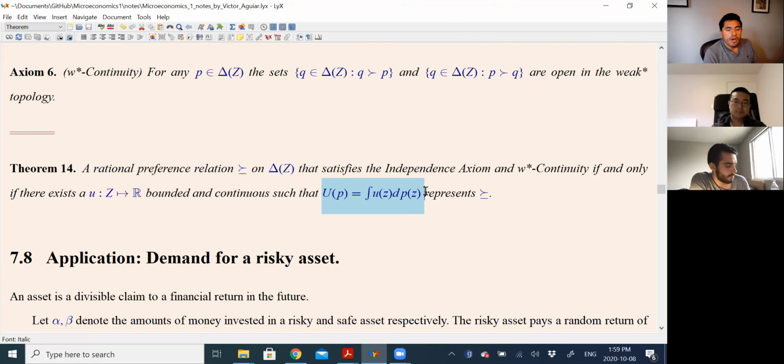Now, here is an important caveat for how to study this part. I did the proof for the finite case.